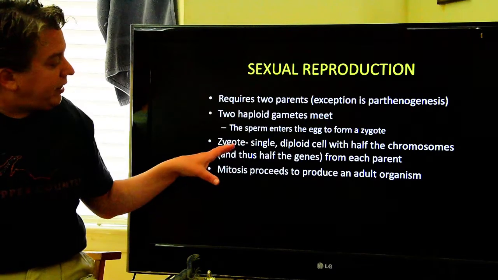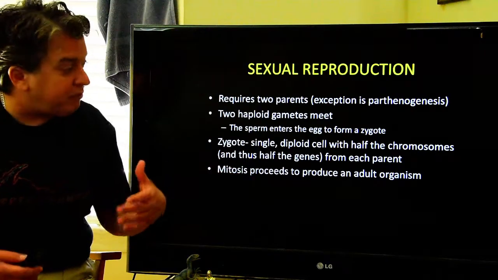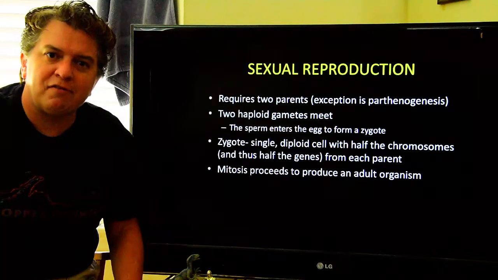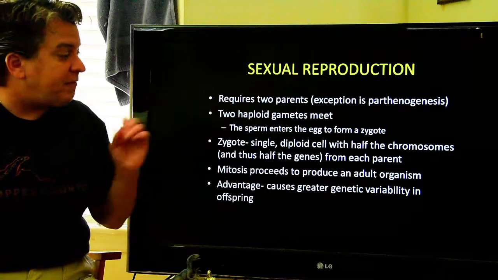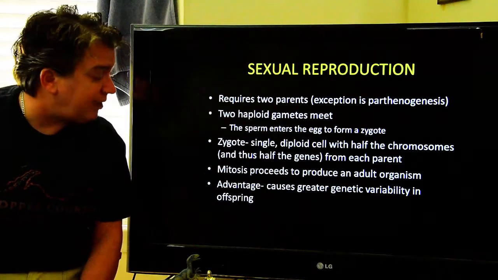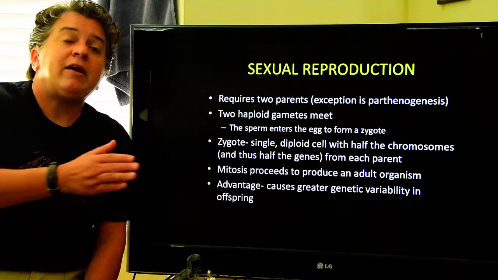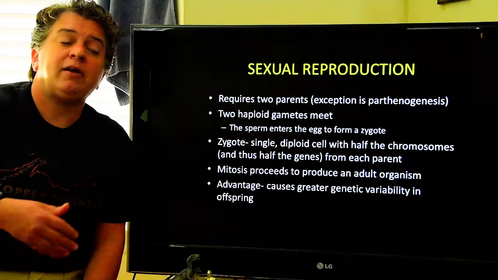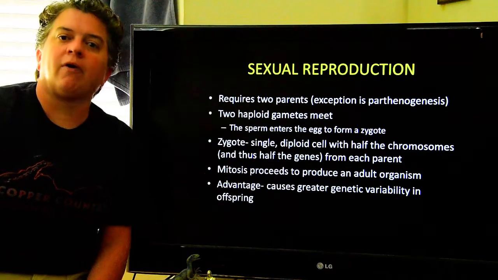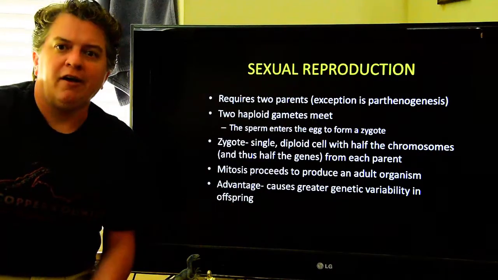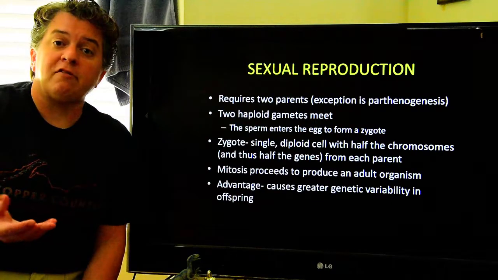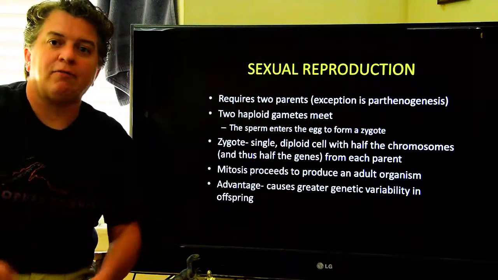So after we get the zygote, mitosis proceeds, and ultimately we get the entire adult organism eventually growing. The advantage is that this causes greater genetic variability in offspring. So when you have that greater genetic variability, nature can select the fittest organisms according to whatever traits are favorable, and thus you can have different organisms evolving to inhabit different parts of the planet.